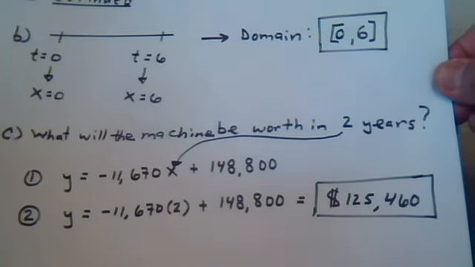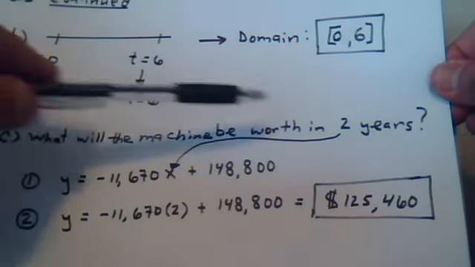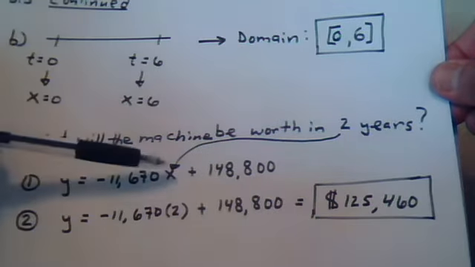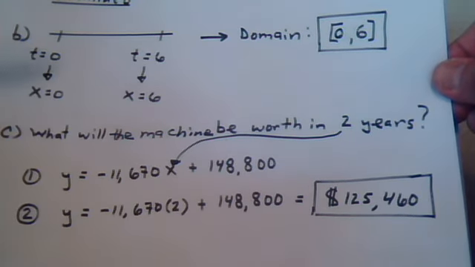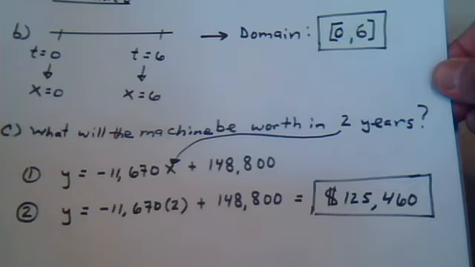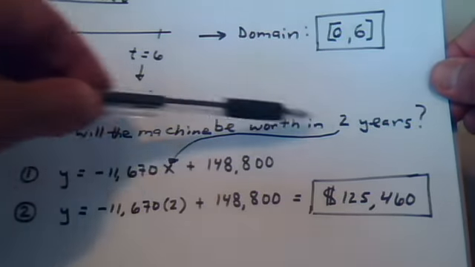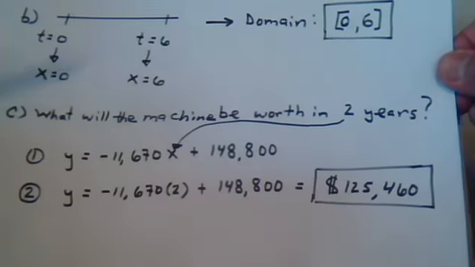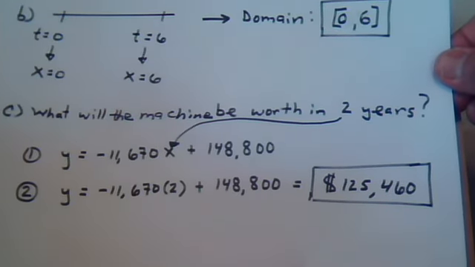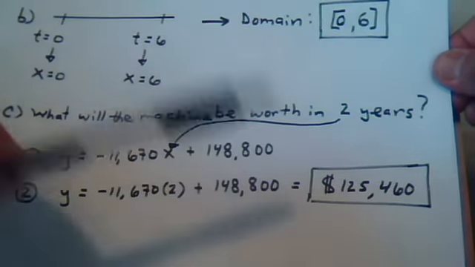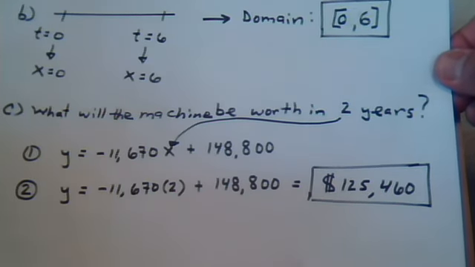For c, what will the machine be worth in 2 years? So you use the equation we found and let 2 take the place of x. Remember, time and x are the same in this problem. When we say 2 years, time, that means x equals 2. You plug it in, simplify, and here it is. What will the machine be worth in 2 years? $125,460.